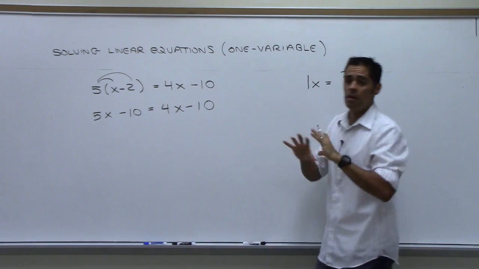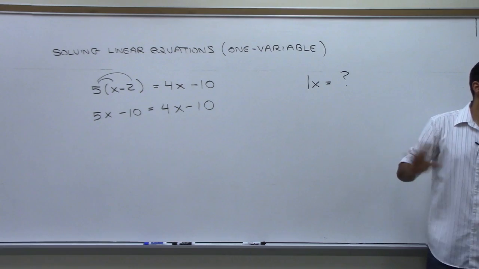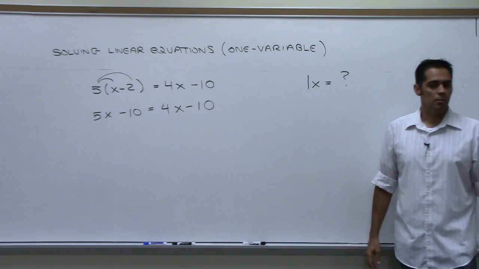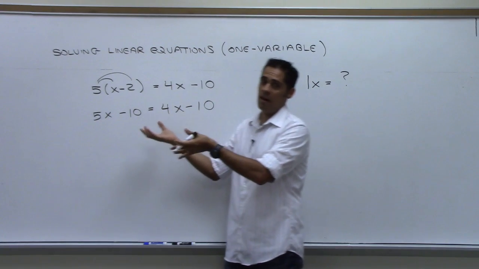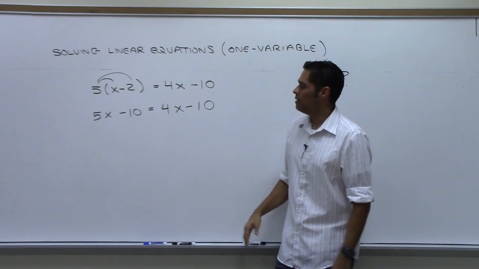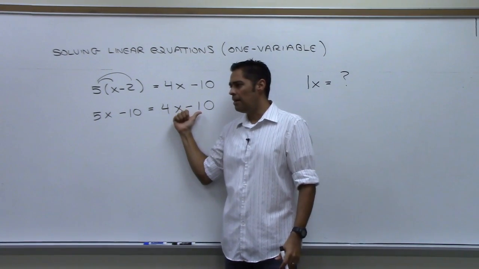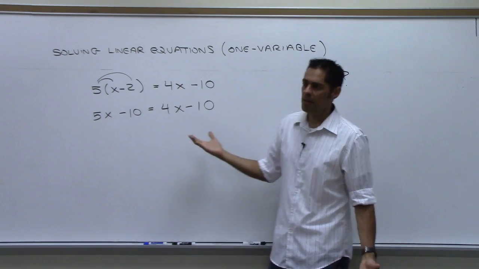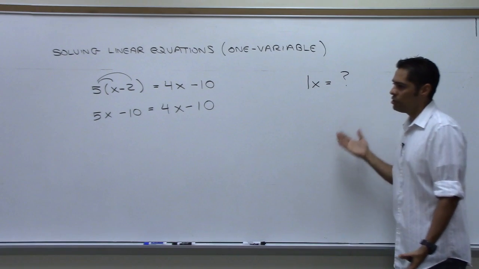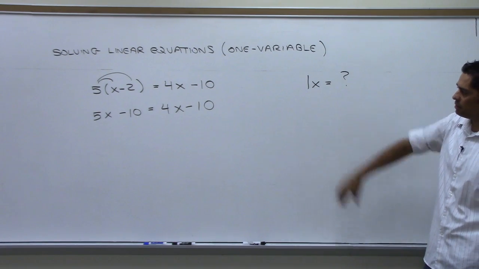Okay, so now that you have no parentheses, you're free to move things around. And what I mean by that is move all your x's to one side, all your non-x stuff to the other. And you get to choose. You can put all your x's on the right, or you can put all your x's on the left. It's your choice. We should all get the same answer. So I'm going to choose to go all x's to the left.